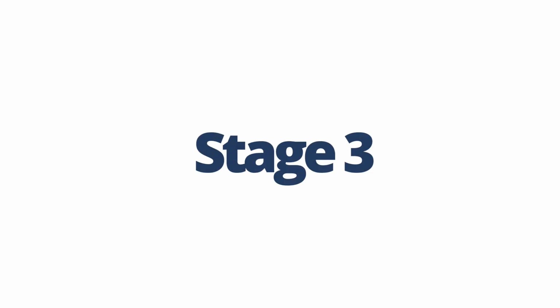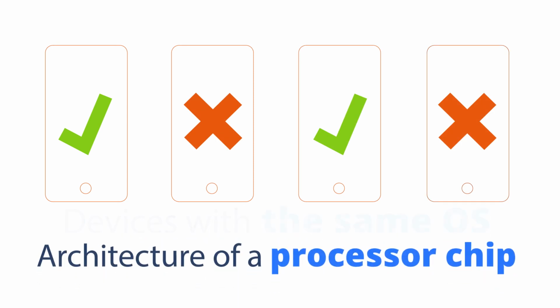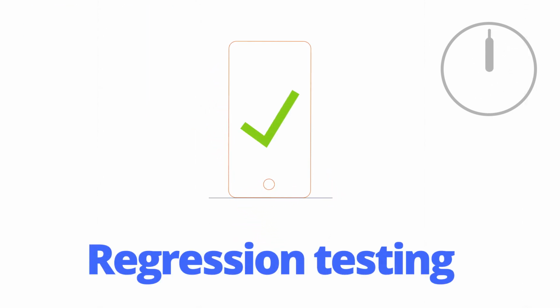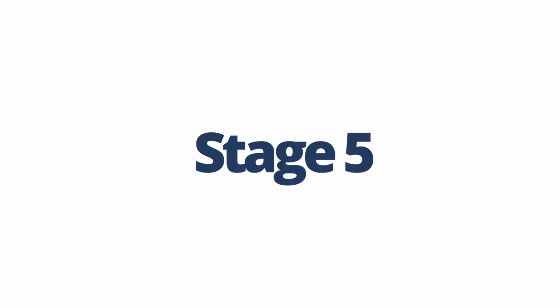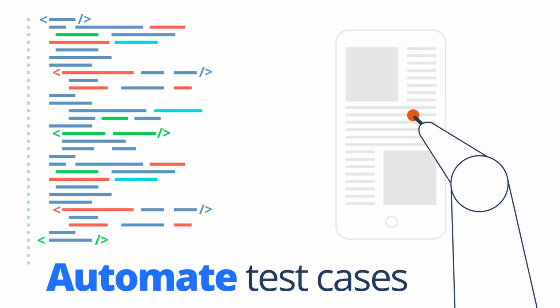Stage 3. We try to reproduce the bug on other devices related to the one on which the bug was caught, devices with the same OS, processor chip architecture, resolution, etc. Stage 4. After the bug has been fixed, we conduct regression testing to ensure that the fix has not affected other functionality. Stage 5. When efforts are justified, we write scripts in Java and JavaScript to automate test cases. That helps to speed up testing and enlarge test coverage.